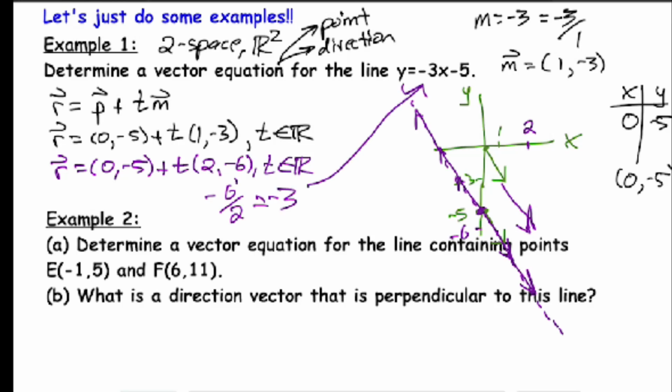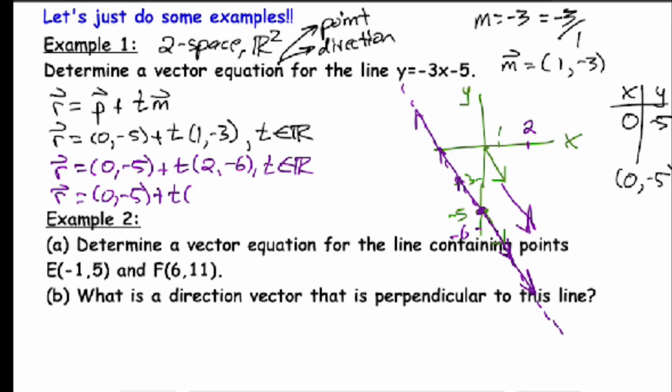So really, I can use any pair of numbers here whose quotient is equal to -3. That's totally fine. So I could also do this. r is (0, -5) plus t times (100, -300).